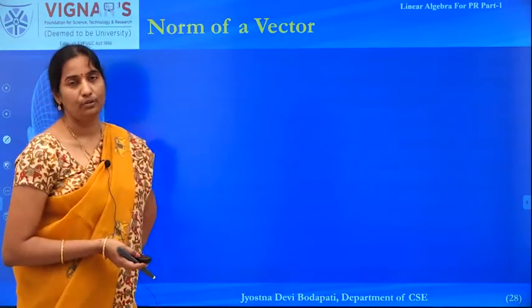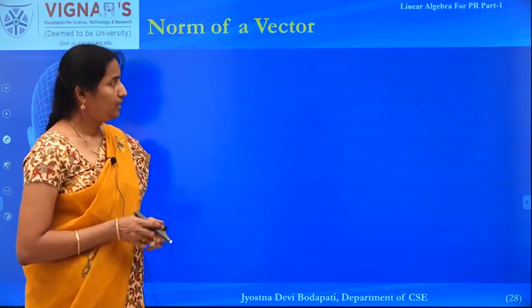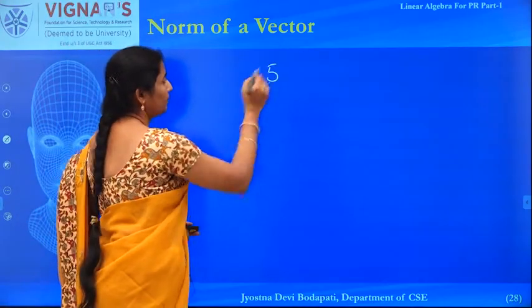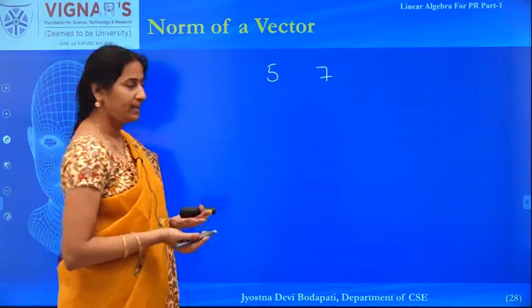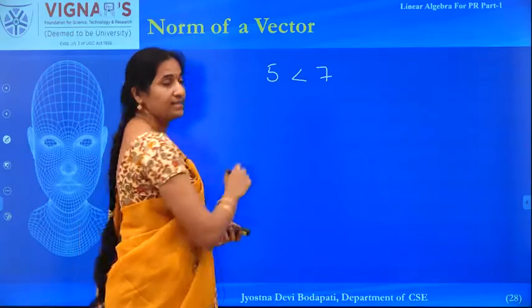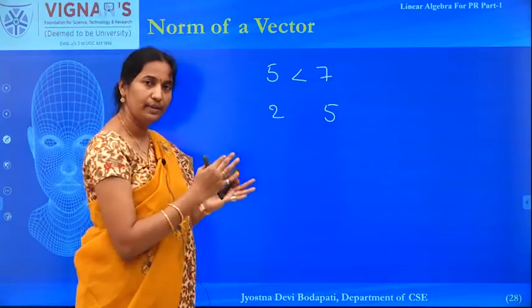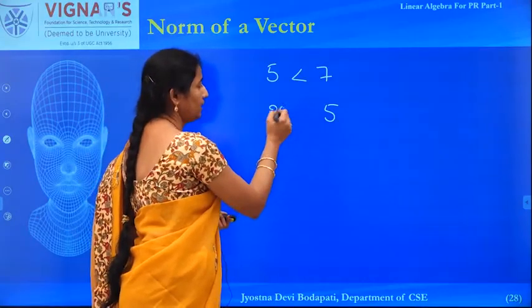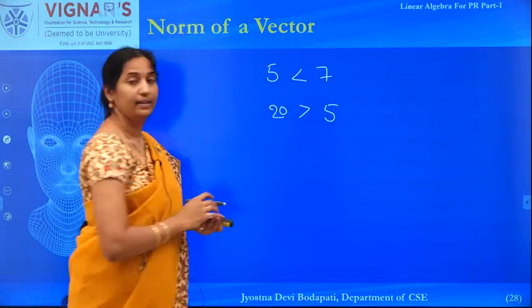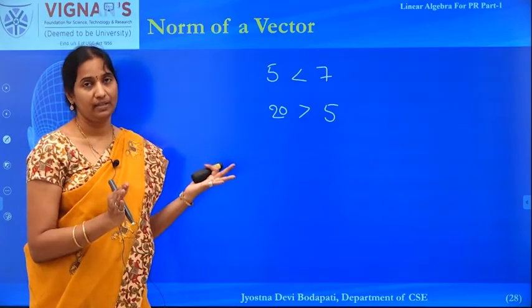Now let us see how you find the norm of a given vector. For example, I am given the number 5 and the number 7. Which is the bigger one? I can say that 5 is less than 7, right? Say for example, I am given 20 and 5. How do you compare these two numbers? I can simply say that 20 is greater than 5 because they are scalars. I can very well compare these two numbers, right?